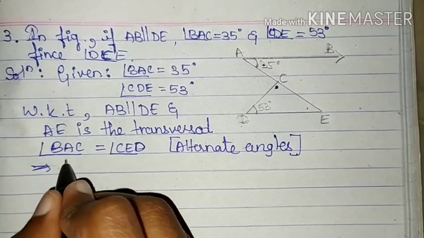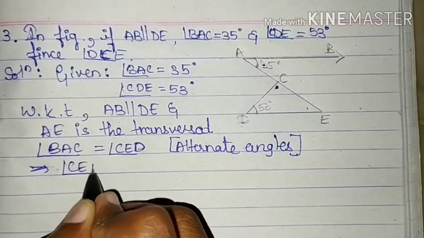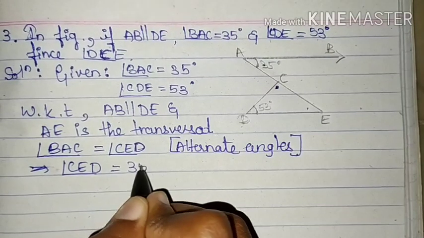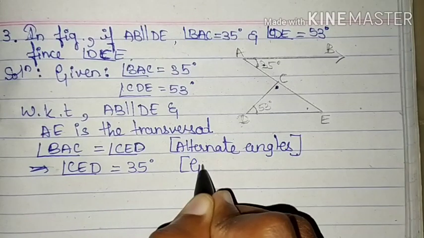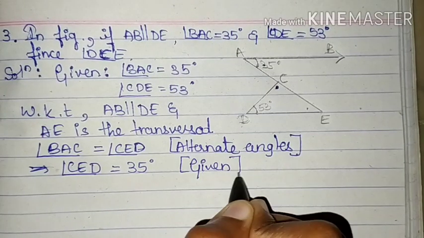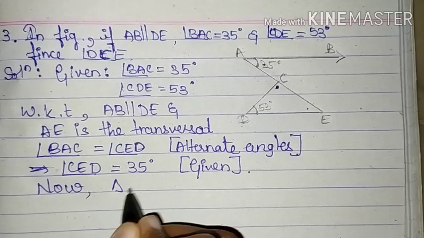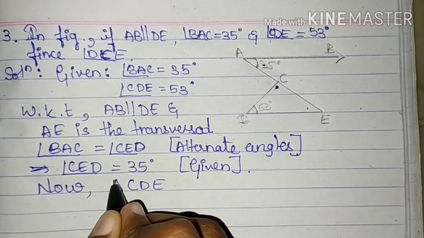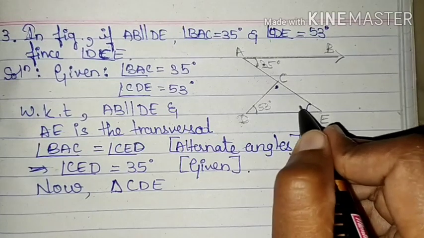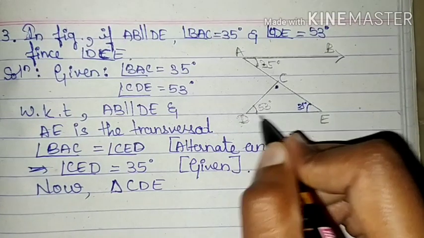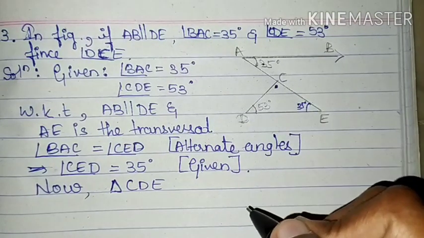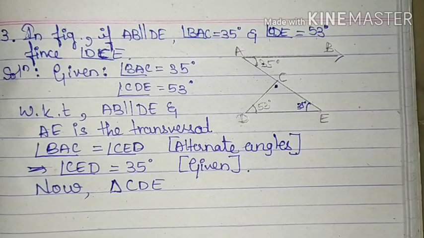This implies angle CED is equal to 35 degrees. We know the value because it has been given to us. Now in triangle CDE, we know the values of two angles. We can find the value of the third angle by applying the angle sum property.